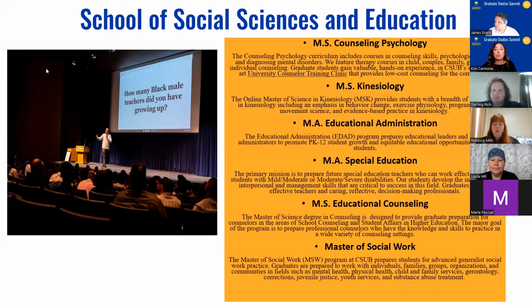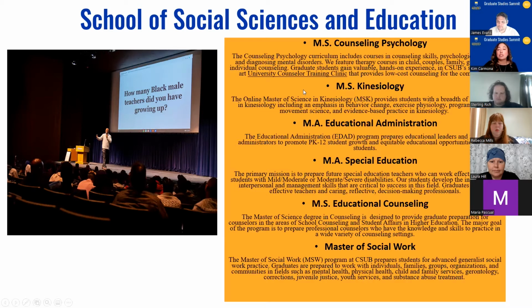All of these programs that you see listed here do fall under our School of Social Sciences and Education. Start with our Counseling Psychology program. This is the Master of Science in Counseling Psych, and it offers curriculum that includes courses in counseling skills, psychological testing, and diagnosing mental disorders. We do feature therapy courses in child, couples, family, group, and individual counseling. Graduate students will gain valuable hands-on experience at CSUB's state-of-the-art University Counselor Training Clinic that provides low-cost counseling for the community.